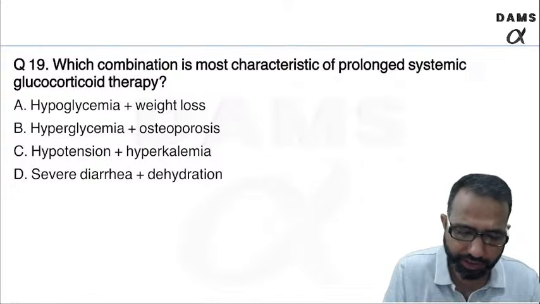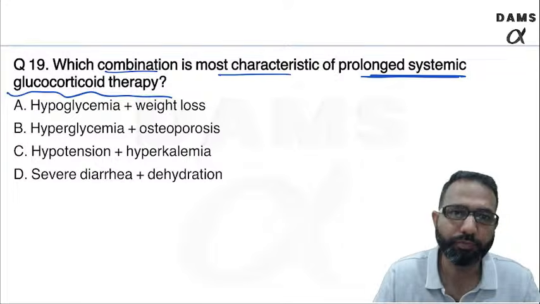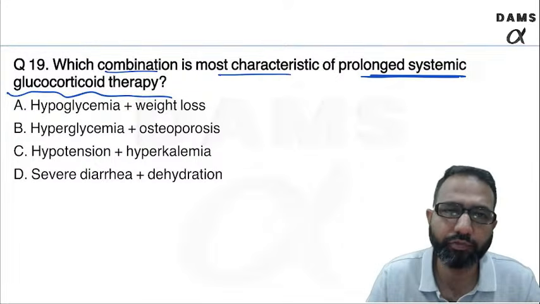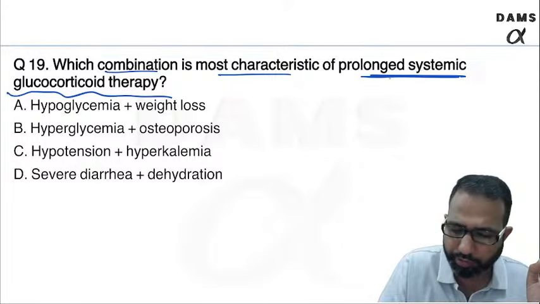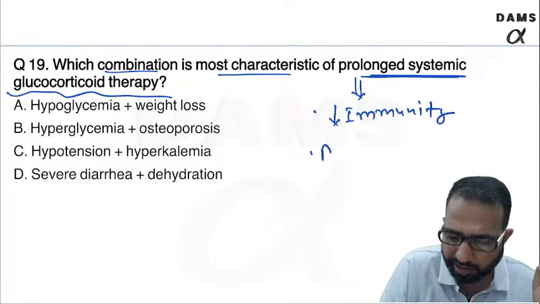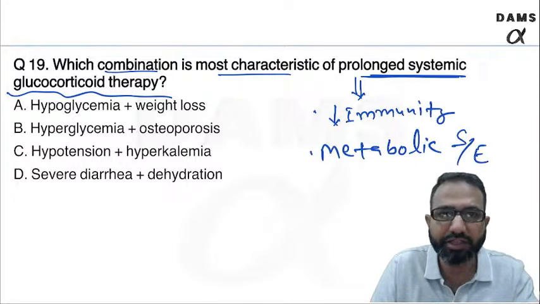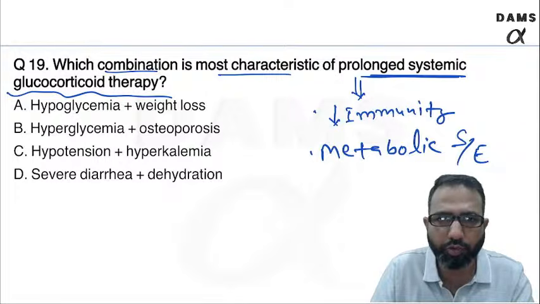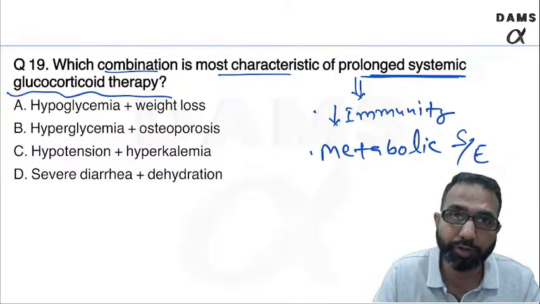Which combination is most characteristic of prolonged systemic glucocorticoid therapy? So you know the long-term side effects of glucocorticoid. There is a long list, but the major side effect of prolonged glucocorticoid use is on immunity. It suppresses the immunity. The second thing is metabolic side effects. In metabolic side effects, you will see fat increase, proteins decrease, blood glucose increase. There is hyperglycemia, there is dyslipidemia, central deposition of fat, and muscles will be weak with less muscle mass.